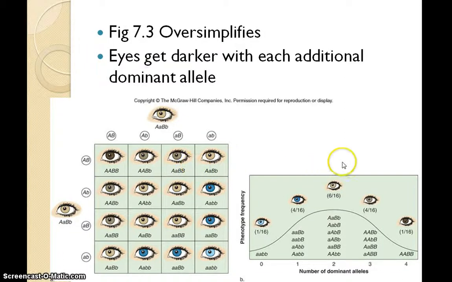Notice there are several different ways to get the medium colors of eyes. Because you can have two dominant alleles, it can be any two that are dominant. So there's a lot of variety there, and you'll be doing some problem solving with this in your homework. Notice we do have a bell-shaped curve here. The most extreme cases, the lightest blue and the darkest brown, have only one possible genotype, and they tend to be then less common. So we do see a bell-shaped curve.